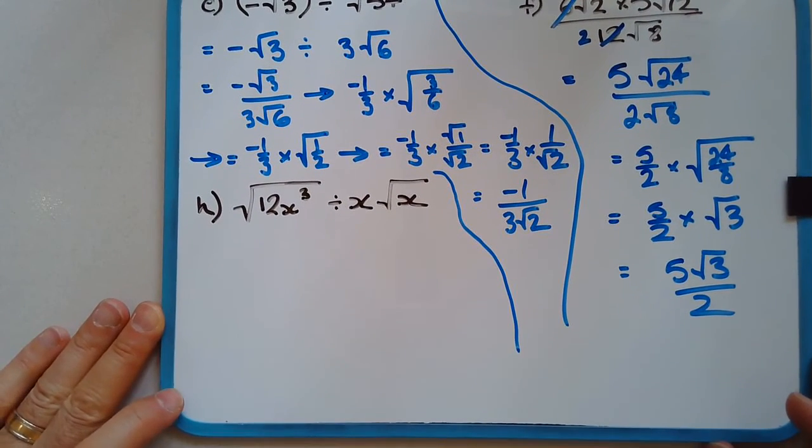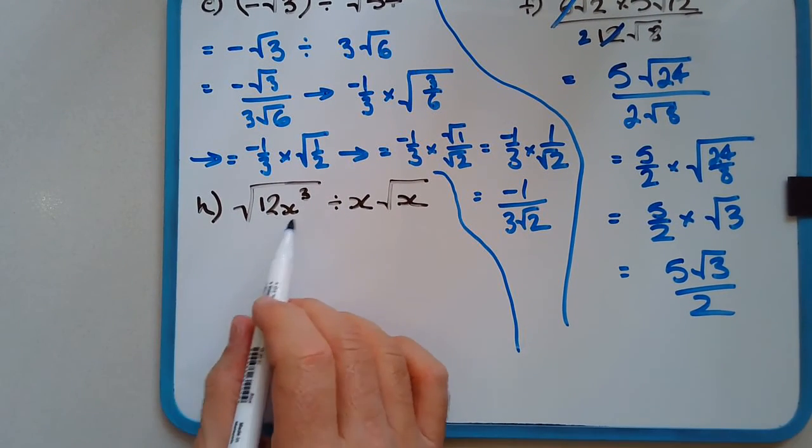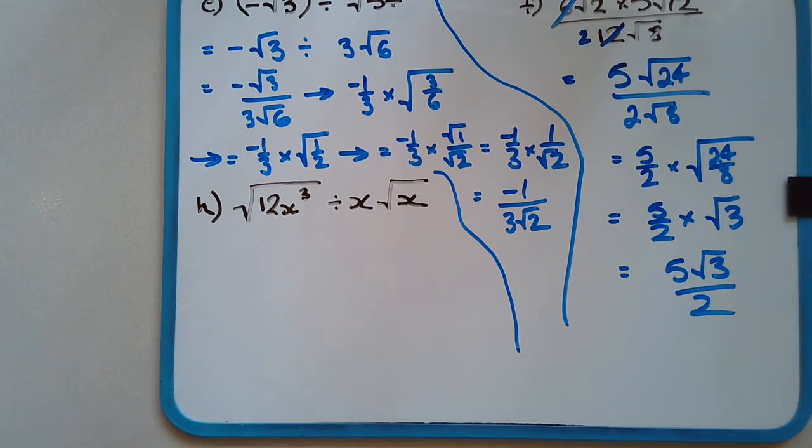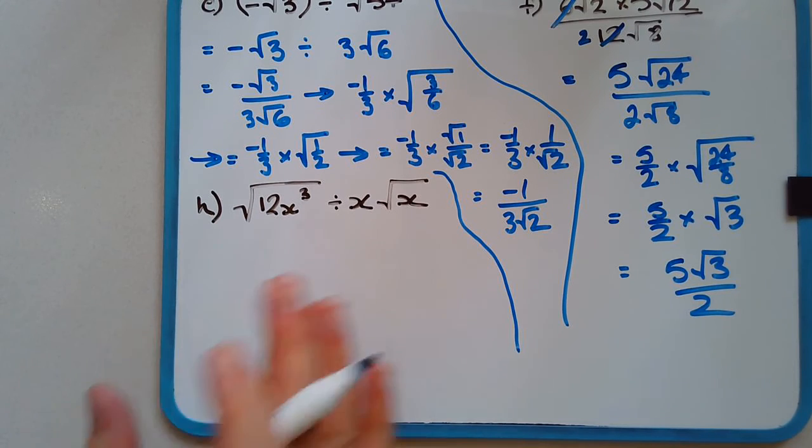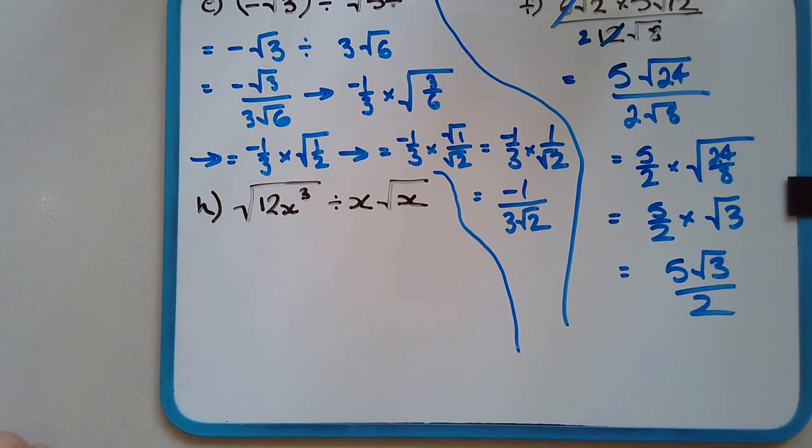Right, let's have a look at the last one now. So part H, 12x cubed divided by x root x. Okay, what's maths without some abstract algebra? It can't all be numbers. All right, so do the same rules apply when we're dealing with pronumerals as well? And of course, it does. In fact, this one might look a little bit tricky to start off with, but you'll find in the end it's actually not as bad as all that.